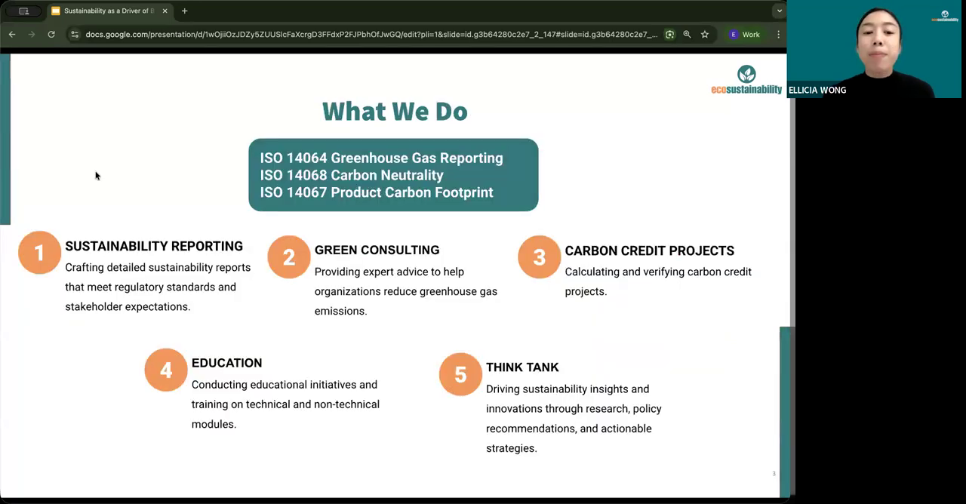Our main service in Eco Sustainability is sustainability reporting using standards such as ISSB, SASB, ISO 14064, ISO 14068 on carbon neutrality, and ISO 14067 on product carbon footprint. We have expertise for a total of 16 standards, including assurance. Other than that, we do consulting, carbon credit projects, and trainings, and we are very proud to have a policy arm called Climate Policy Lab, where we do our standards contribution work.